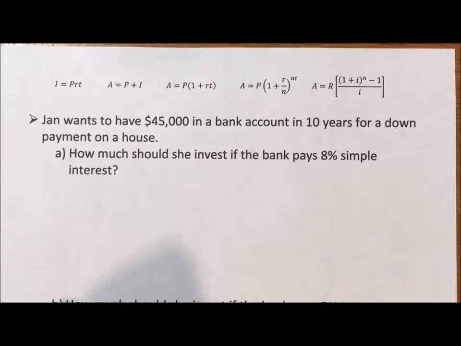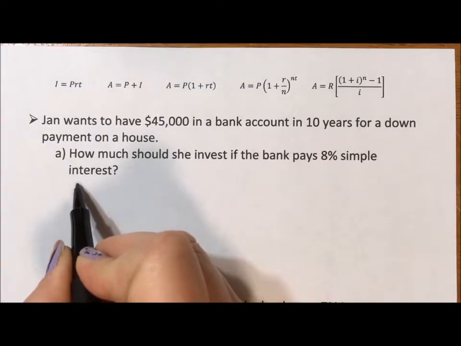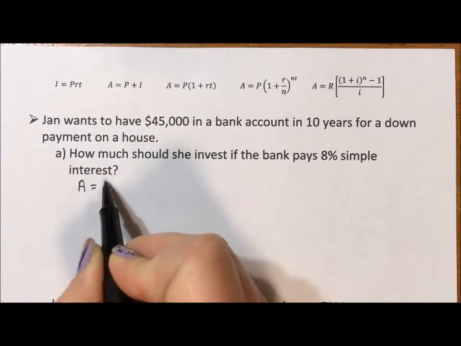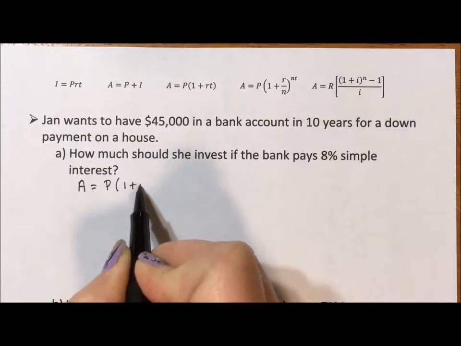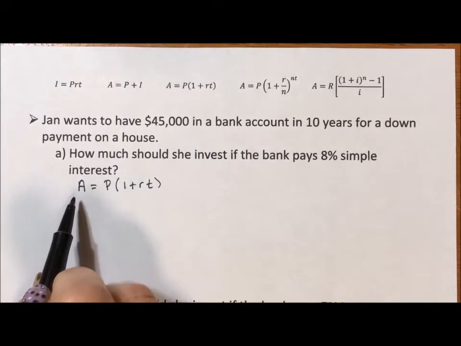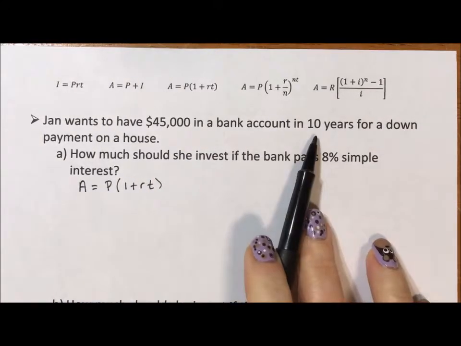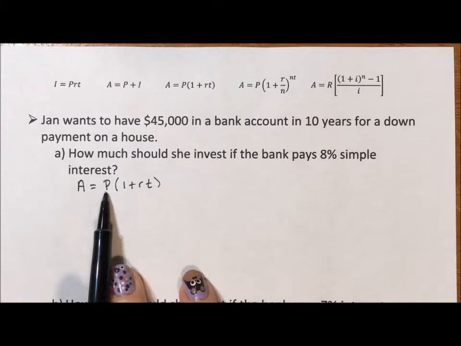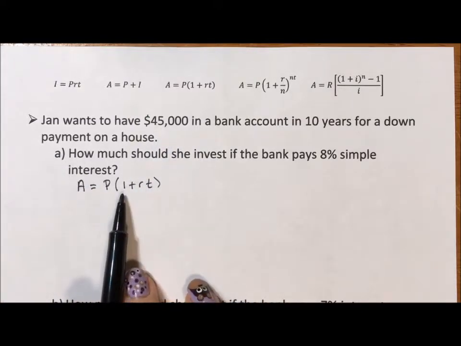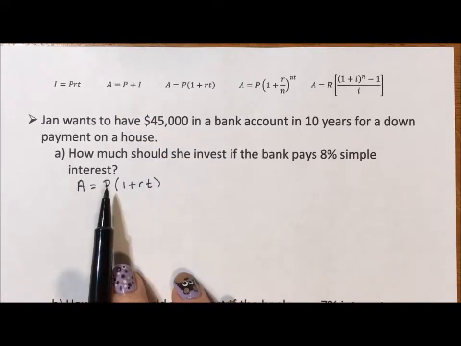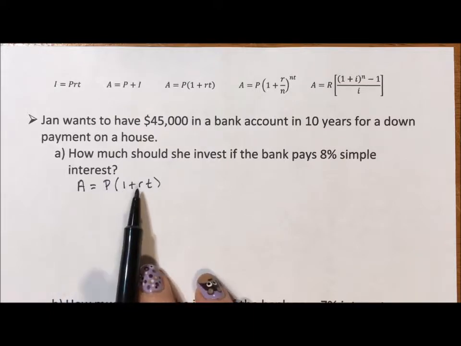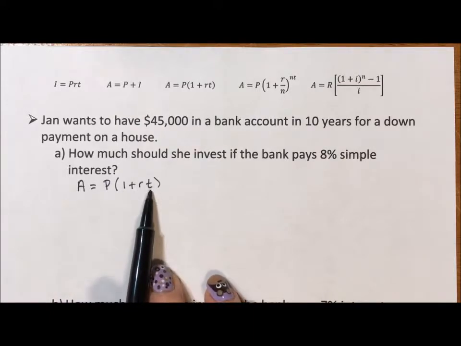All right, so our equation that we're going to use is A equals P(1 plus RT). A is the amount at the end of the 10 years. P is what we want to invest, and we don't know that yet. The 1 is because we want to add back to the original 100%. R is our rate as a decimal. T is the number of years.